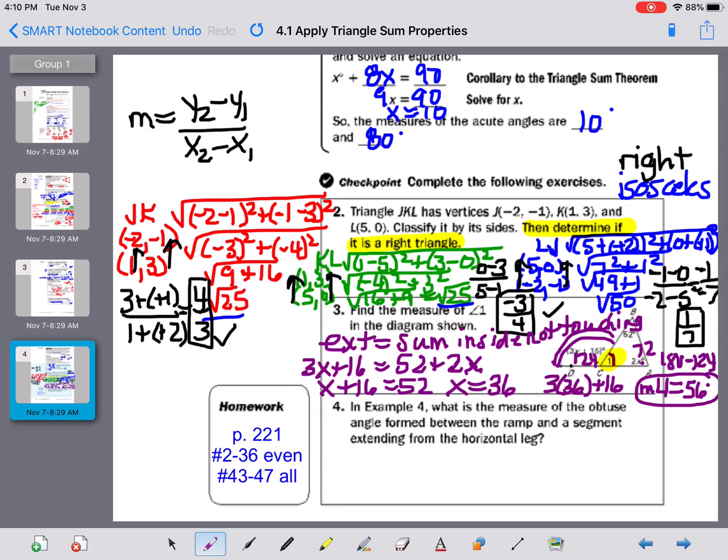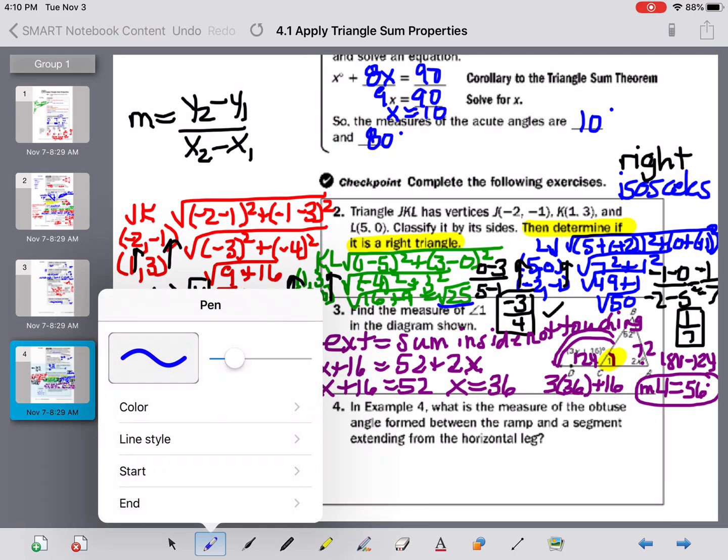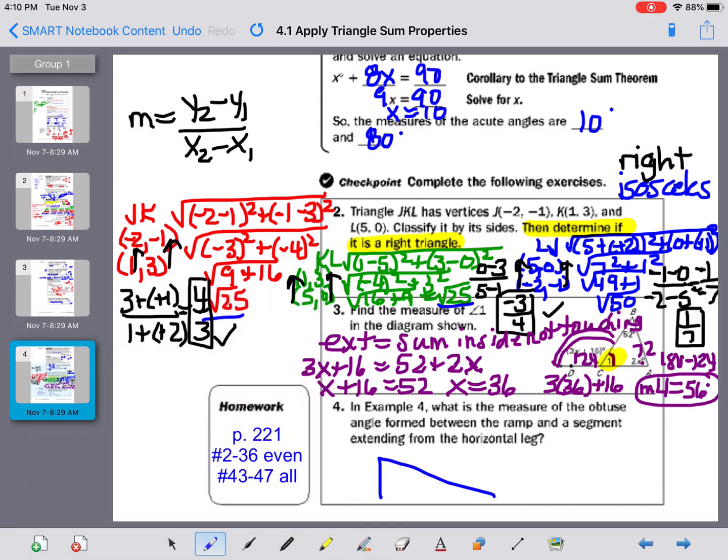All right, last one, number 4. It says, what is the measure of the obtuse angle formed between the ramp and a segment extending from the horizontal leg? So this wheelchair ramp we were talking about, it says horizontal leg, that's this bottom one. If we extend it, we keep going right there. Right now, remember, we had angles of 80 and 10 from example 4. So here's that extension. I'm looking for this angle right here.